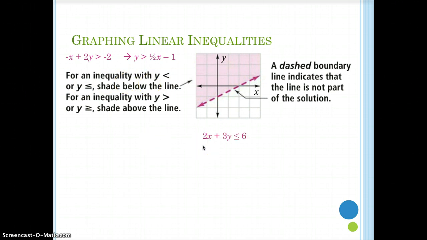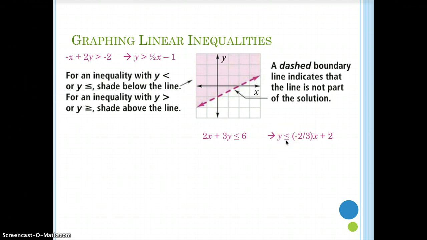So here we can try it again. This particular one again is in standard form, so we can solve for y to put it in slope-intercept form. When we do, we'll get this statement here. Y is less than or equal to -2/3 x plus 2. All right, so once again, the decision is, are we going to choose solid line or dashed line? And here, we're going to choose solid line because we see it's less than or equal to, not just less than.